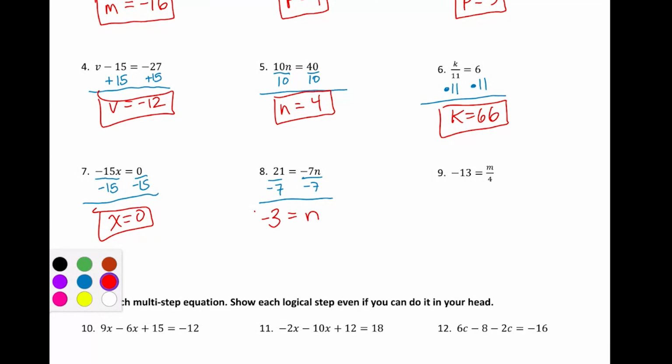We get negative 3 equals n. If it really bothers you that the variable's on the right-hand side, which it really shouldn't, but if it does, you can always just rewrite it like this.